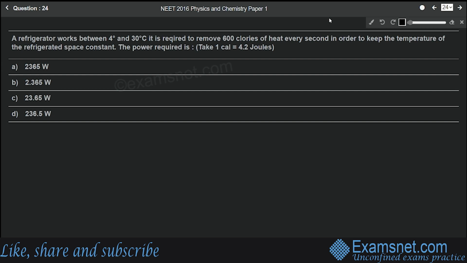Question number 24 is from the chapter Thermodynamics, and the question is: a refrigerator works between 4 degrees and 30 degrees Celsius. It is required to remove 600 calories of heat every second in order to keep the temperature of the refrigerated space constant. The power required is, okay, 1 calorie can be taken as 4.2 joules. So we know that the coefficient of performance of refrigerator, beta, is equal to Q2 upon W, and that is equal to T2 upon T1 minus T2.